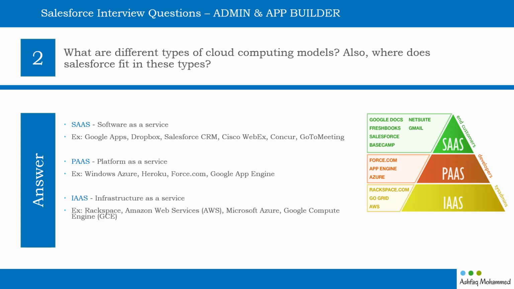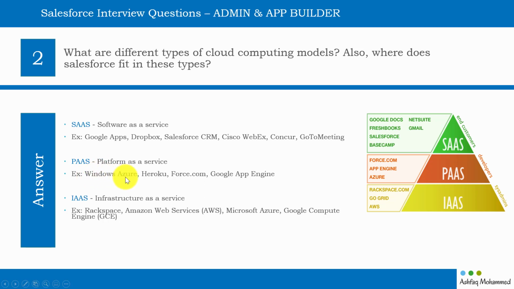And other examples which we can see are Google Apps, Dropbox, Salesforce CRM, Cisco WebEx, Concur, GoToMeeting. There are many different examples today in the world for software as a service, and our Salesforce CRM is also one of the examples, right? And the next one is PaaS. What is PaaS? PaaS is nothing but platform as a service. Meaning I am providing a platform to my users or maybe companies wherein they can develop their own software, right? The best example is Windows Azure.